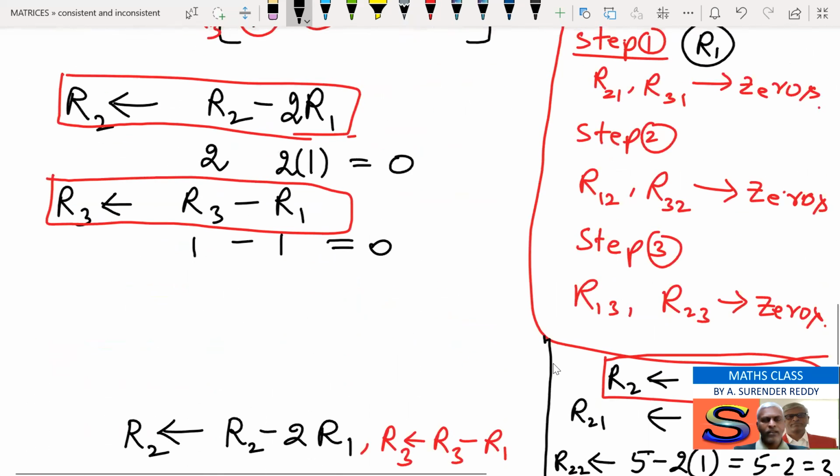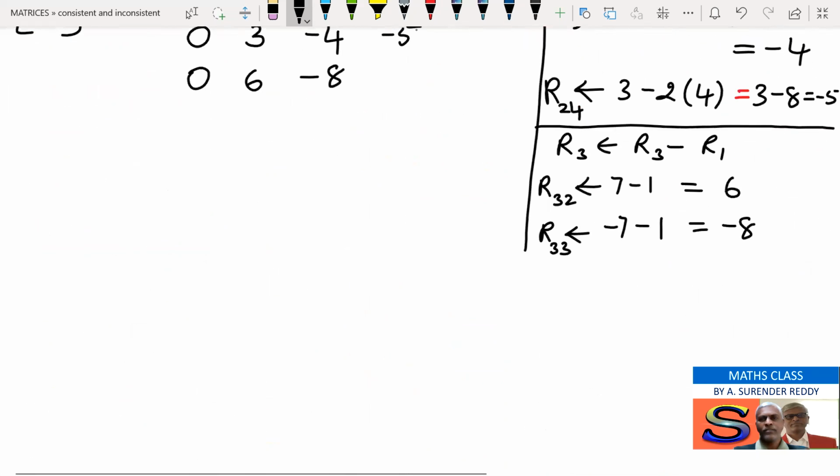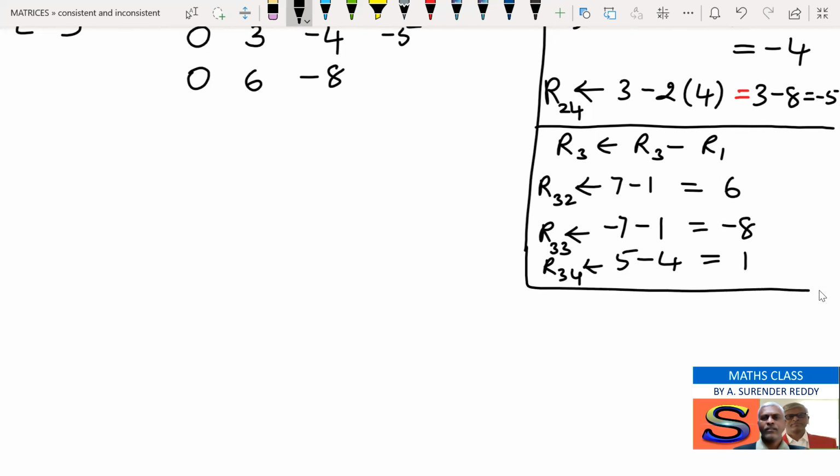Similarly, take the last numbers R3 5, R1 4. 5 and 4 and apply in this formula R3 minus R1. So 5 and 4. This is the third row, fourth element. 5 minus 4 is 1. So the last number becomes 1.